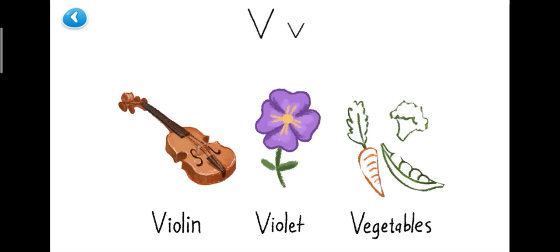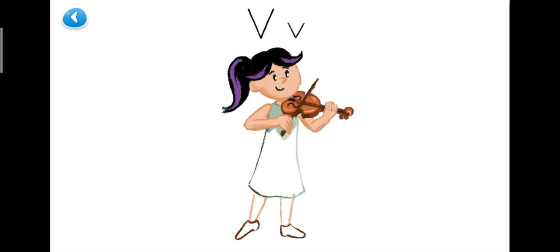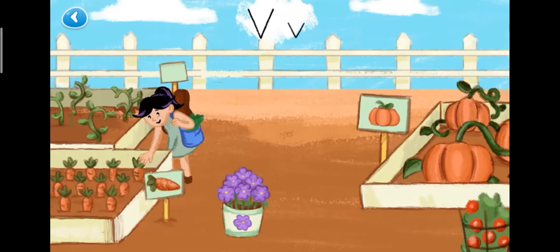Okay, so here's our story. There once was a violinist named Viola from Vermont. One day, she was playing her violin when she got so hungry. Viola got in her van to visit the community garden. She picked lots of vegetables.